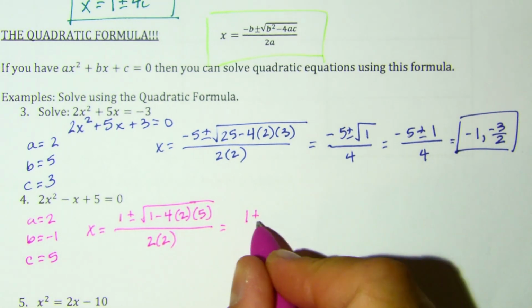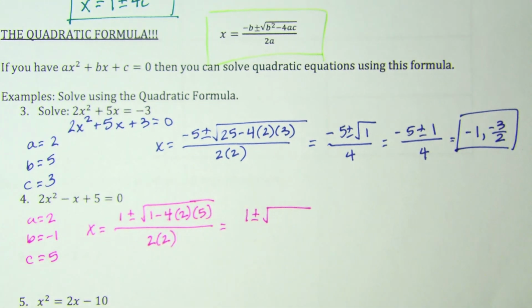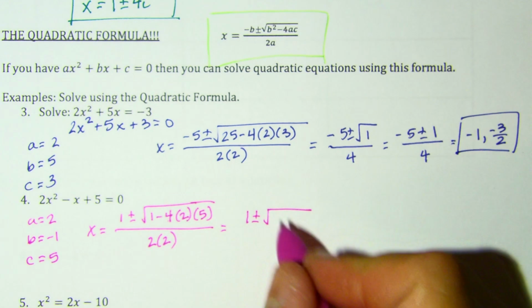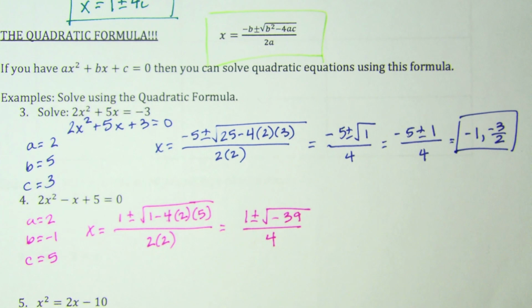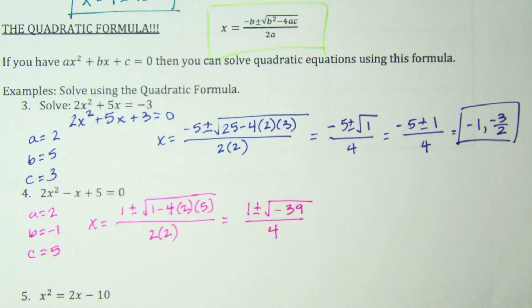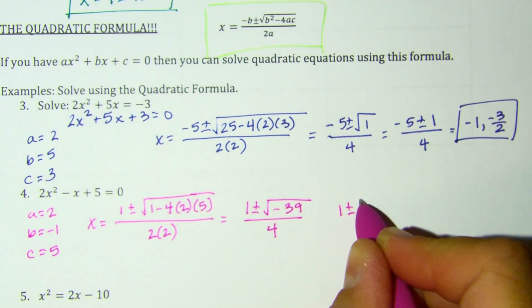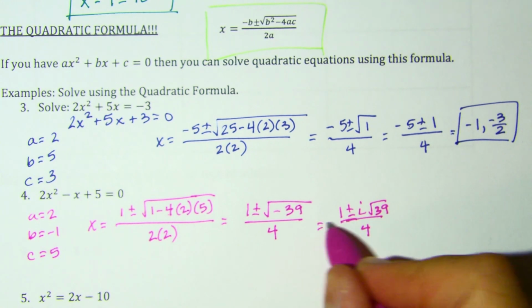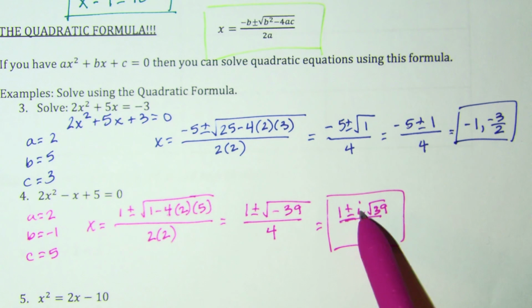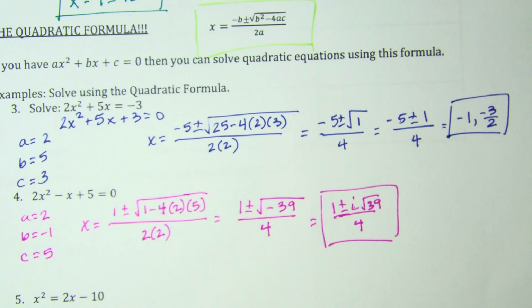Simplifying that, 1 plus or minus the square root of 4 times 2 is 8. 8 times 5 is 40. 1 minus 40 is negative 39 over 4. And we don't know the square root of 39. There's nothing I can pull out or simplify there, but I do know that the negative means I need to pull out an i. So 1 plus or minus i square root 39 over 4. And to get full credit on a question like this, you would need to pull out the i. If you left it like this, you wouldn't get full credit. So make sure that if you have a negative inside there that you do pull out the i.